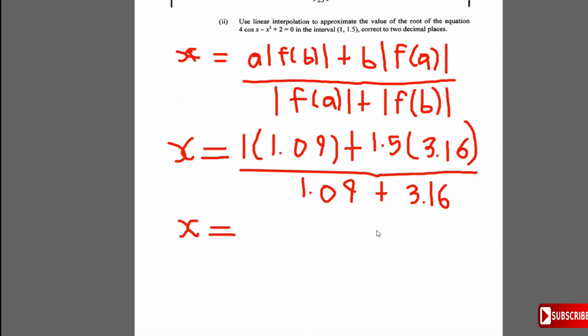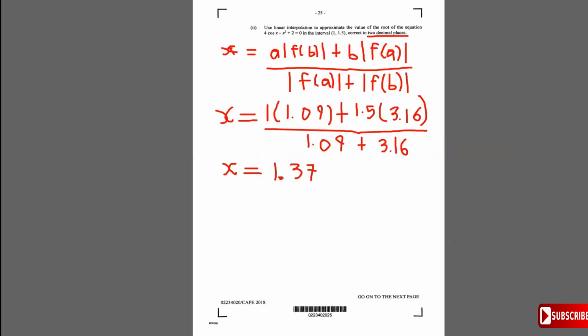So 1.09 plus 1.5 times 3.16 divided by 1.09 plus 3.16. I'm getting 1.37. Getting x as 1.37. That's correct to 2 decimal places. Remember, the question said 2 decimal places. Getting 1.37. That's an approximation of the root. Nice.